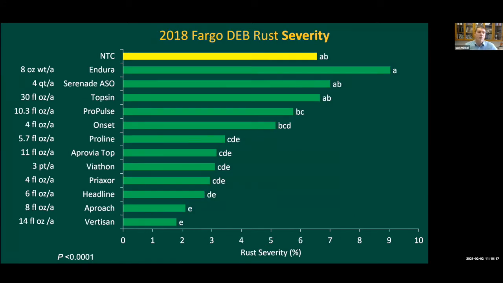This was a 2018 trial, very, very similar, a few more products, some single action products as well. You can see that non-treated control in yellow again. Rust severity again wasn't super high, but good enough to separate the products. I would point out that if the same letter follows the bars, they're not statistically different. So the non-treated control, Endura, Serenade, Thompson, Propulse, they're all statistically the same, but you can see quite a few on the bottom that are not, where rust is being managed pretty good. And we've got data from many years that basically shows very similar results. So we have a lot of good products out there.